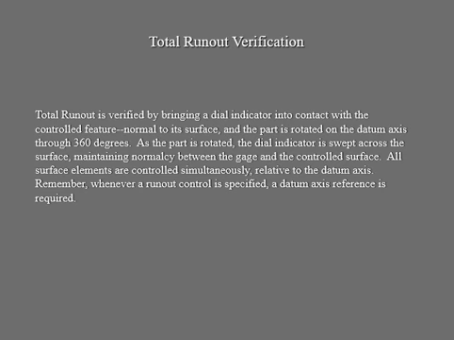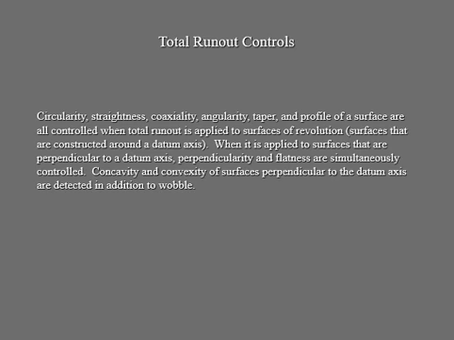So total runout, let's go into the second runout. Total runout again is verified by bringing a dial indicator, and then making it 90 degrees, turning one 360 degrees around to measure that. Alright, so we're going to go from there for your circularity, straightness, coaxiality, your angularity, your taper, profile. All of them are controlled by your total runout tolerance.